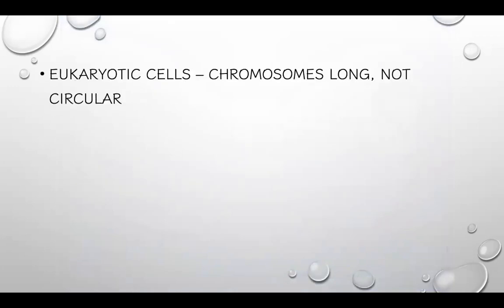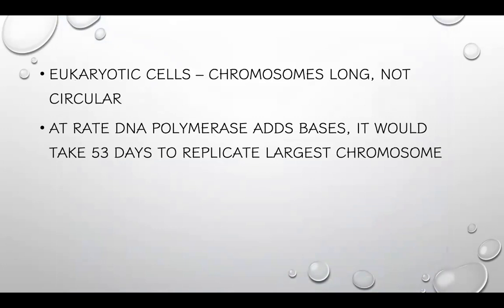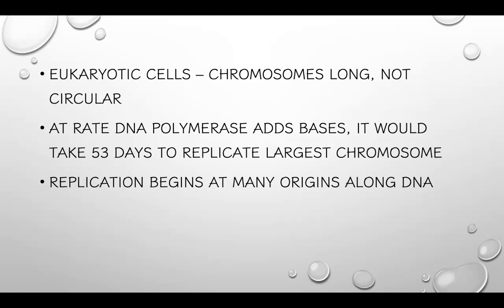Eukaryotic DNA is obviously really, really long. For the human, we have 46 chromosomes. There's even some organisms that have over 1,000 chromosomes. If DNA in eukaryotes replicated at the same rate that prokaryotic DNA would, it would take 53 days just to copy the biggest chromosome, let alone the other 45. So obviously we cannot copy DNA the same way that prokaryotes do.